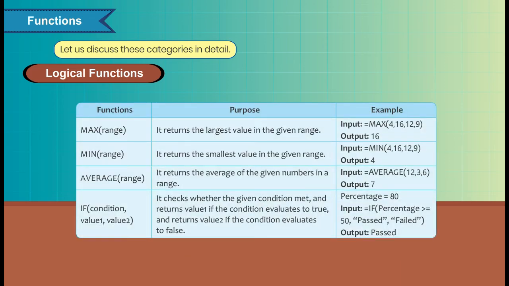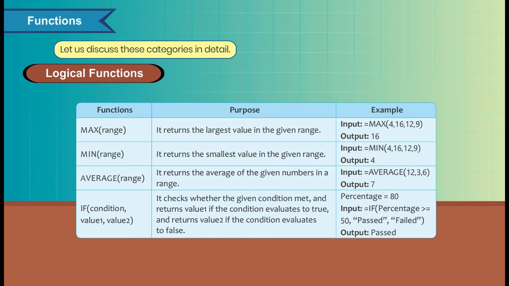Logical functions. MAX(range). It returns the largest value in the given range. Input: MAX(4, 16, 12, 9). Output: 16. MIN(range). It returns the smallest value in the given range. Input: =MIN(4, 16, 12, 9). Output: 4. AVERAGE(range). It returns the average of the given numbers in a range. Input: AVERAGE(12, 3, 6).